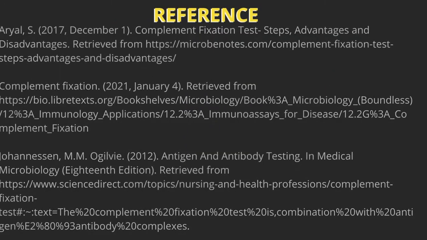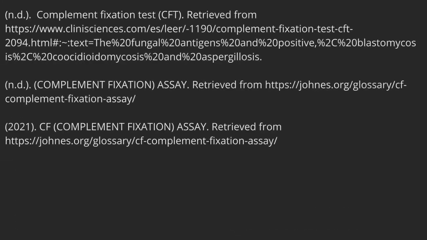These are all the references that we used to get information about the CFT complement fixation test.